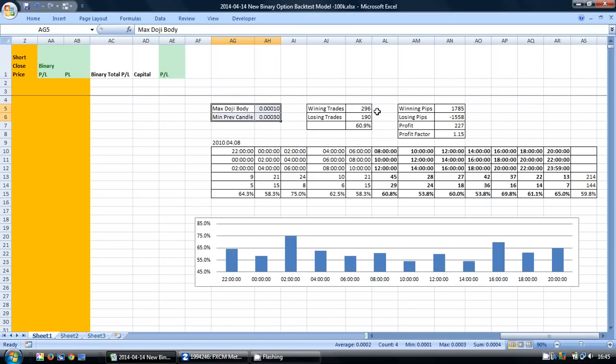If we wanted to trade it as a normal trading strategy, in other words, we would enter, pay the spread, and close in exactly the same time after the end of the next 15-minute period. We can see here that the trading strategy would have been profitable. We would have shown a profit of 227 pips over the time period, and a profit factor, which is the absolute value of the number of winning pips divided by losing pips, of 1.15.